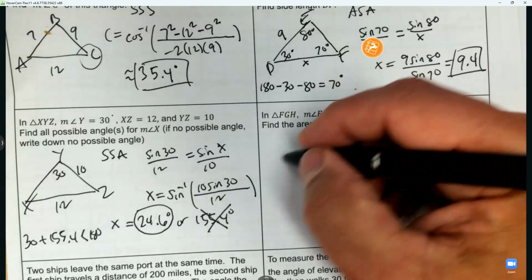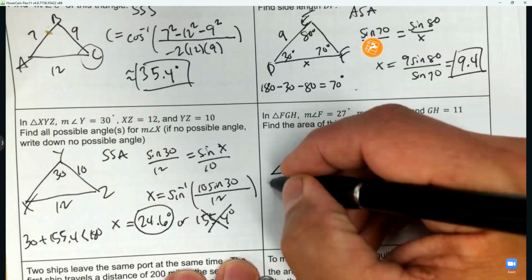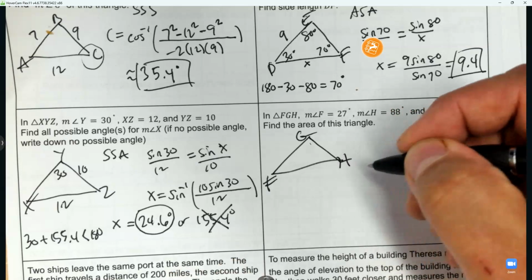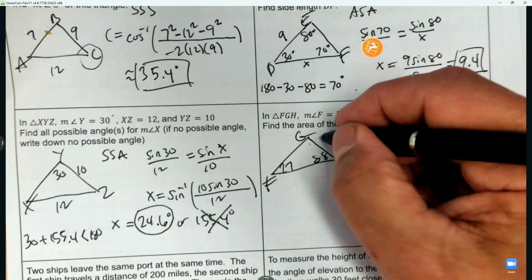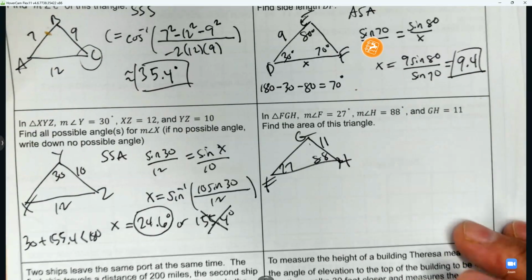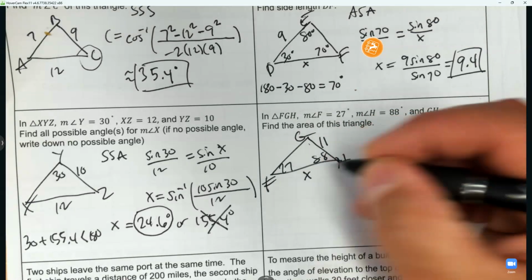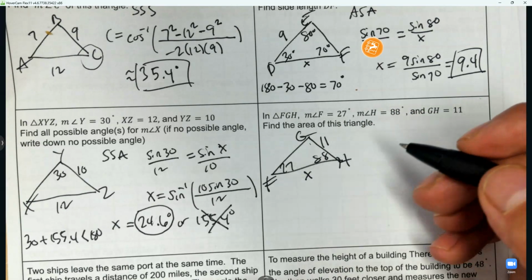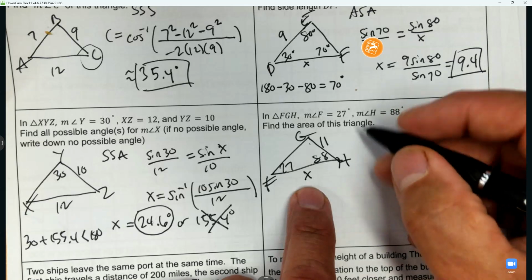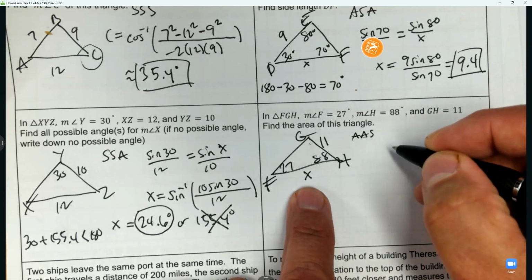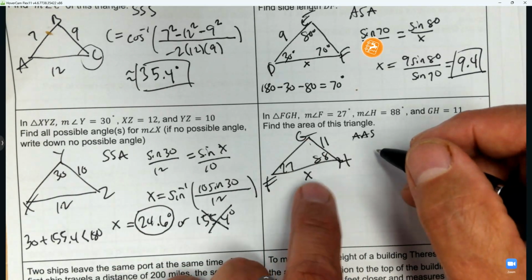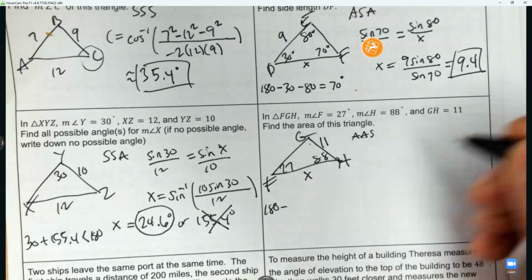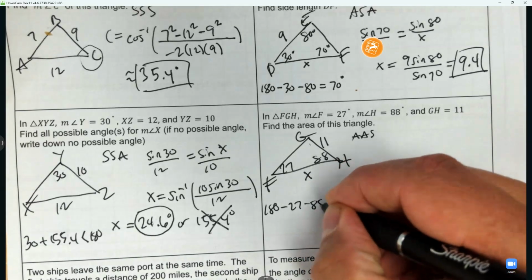So let's recognize what we have. So FGH, angle F is 27, angle H is 88, and then G to H is 11. All right, so I need side angle side. So if I have this side, then I have side angle side. So I need to solve for a missing side first. So again, this is an angle angle side triangle. That means it's law of sines. I need to find the angle opposite of x. So in other words, I need to go 180 take away 27 take away 88.